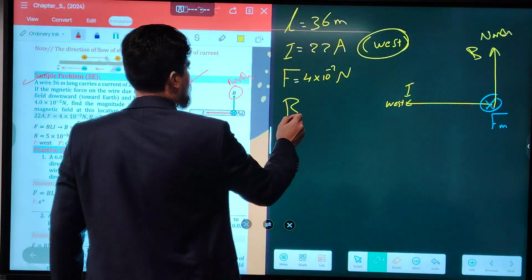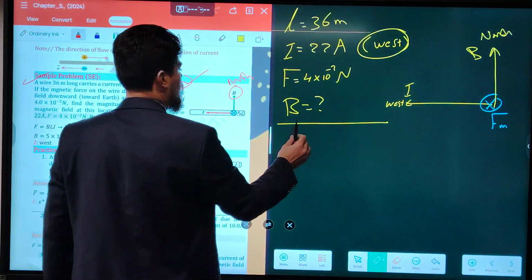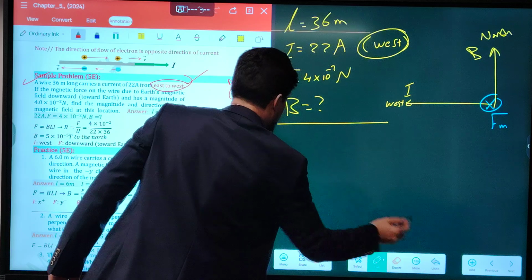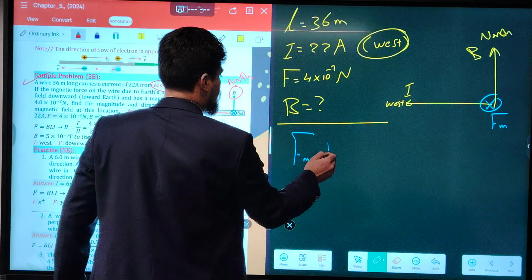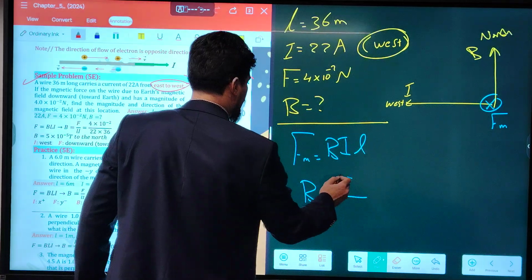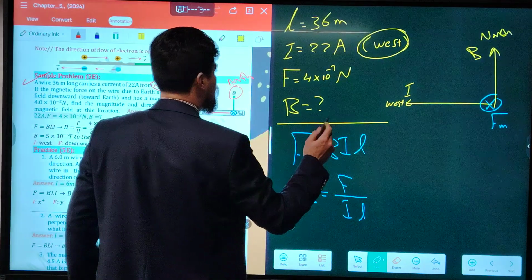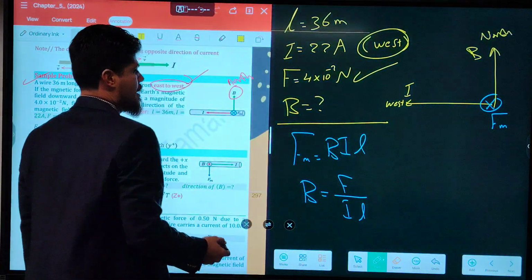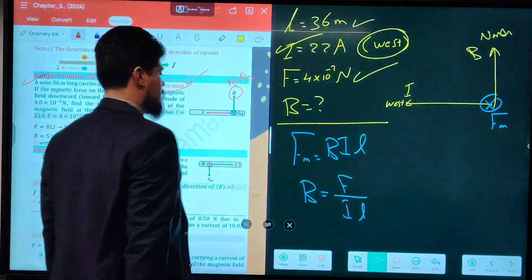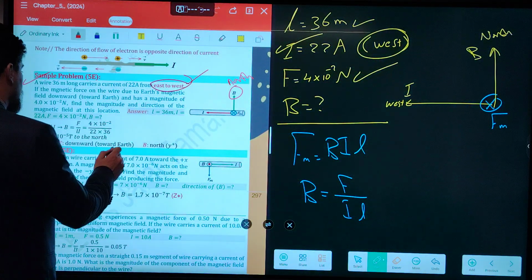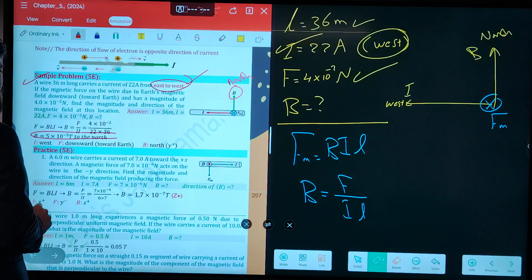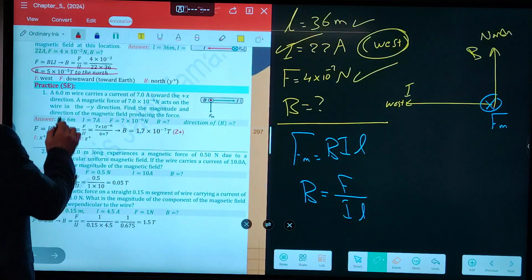How about the magnitude of the magnetic field? The magnitude of magnetic field is equal to, guys, look. Magnetic force equals B-I-L. How about B? Force over I-L. Do we have force? Yes. Do we have I? Of course. Do we have L? 36. You can replace and you can find the magnitude and direction of the magnetic field, which is equal to 5 times 10 power negative 5 Tesla.